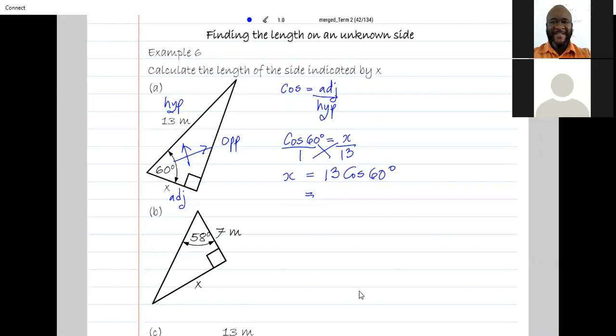13, cosine 60 is 6.5, and then press equal and tell me what you get. 6.5. This is equal to 6.5, and this is meters.